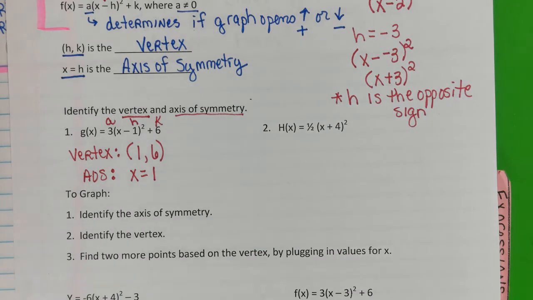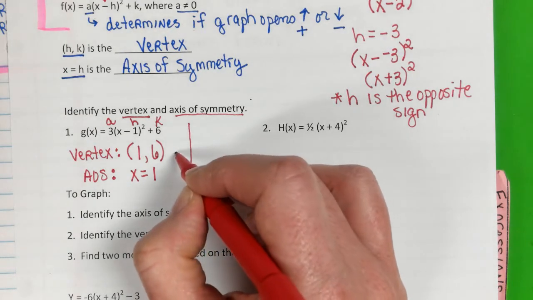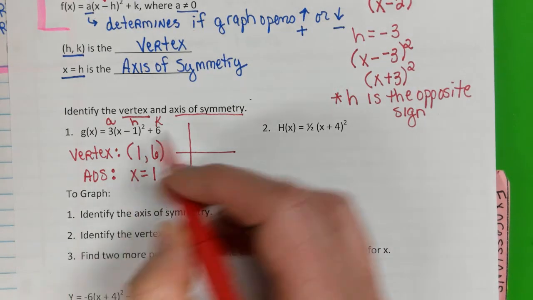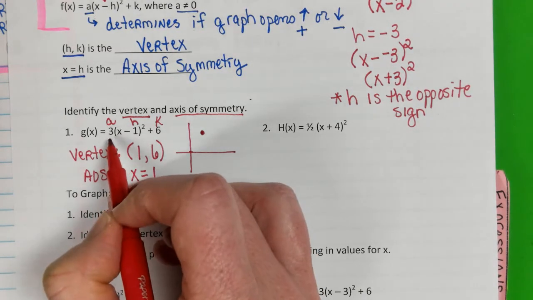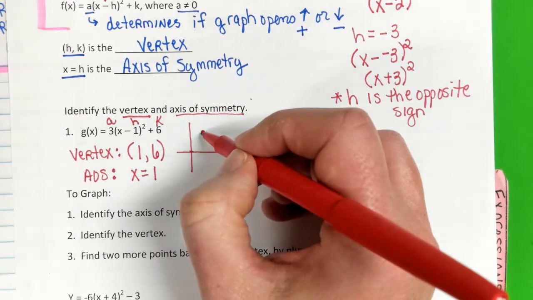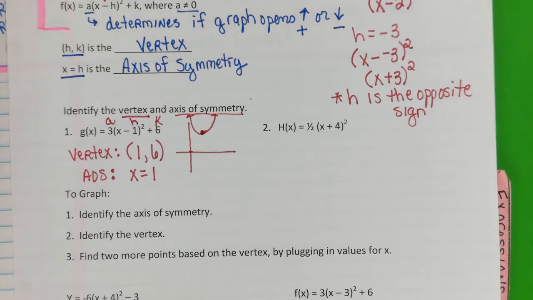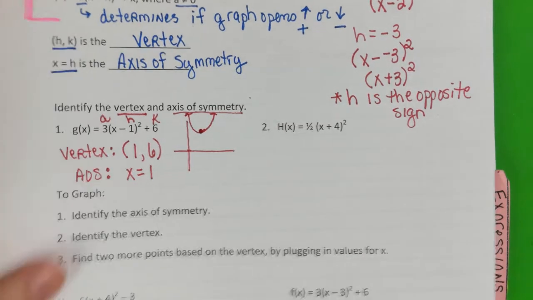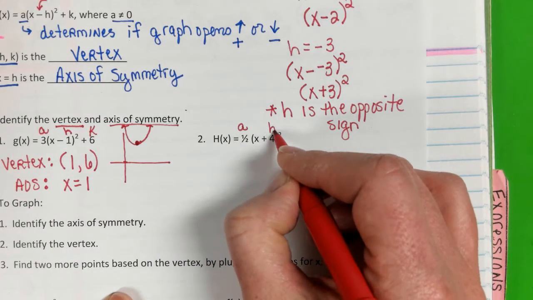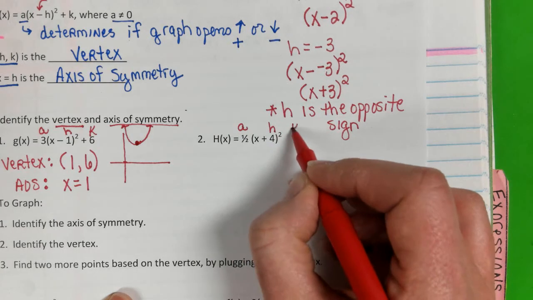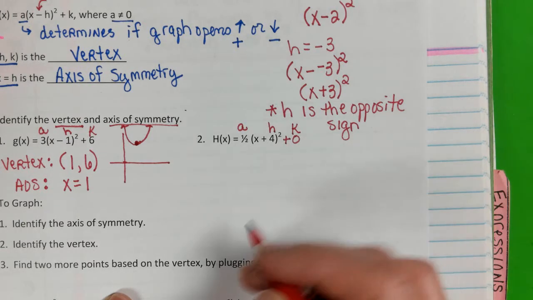Simple as that. Okay? Now, one thing I want to point out about this is, let's just do a quick sketch of the graph. If I know my vertex is (1, 6), here it is, and I know my a value is positive 3, that means my graph opens up, right? And so it's going to look something like that, right? Okay, let's look at number 2. Again, let's label a, h. Ooh, what would our k be? What would we put here? Okay, I hope you're thinking plus 0. Okay, it would basically be 0.